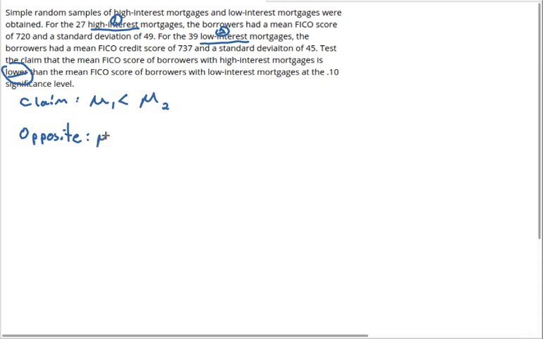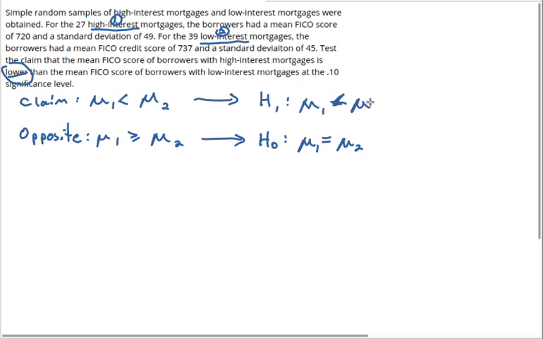Then the opposite of this will be mu 1 is greater than or equal to mu 2. Now look at which one has the equal sign. It's the opposite in this case, so that corresponds to H naught, the null hypothesis, and we change that to equals. That means the claim corresponds to the alternative hypothesis, which is not equals, it's less than. So mu1 is less than mu2.